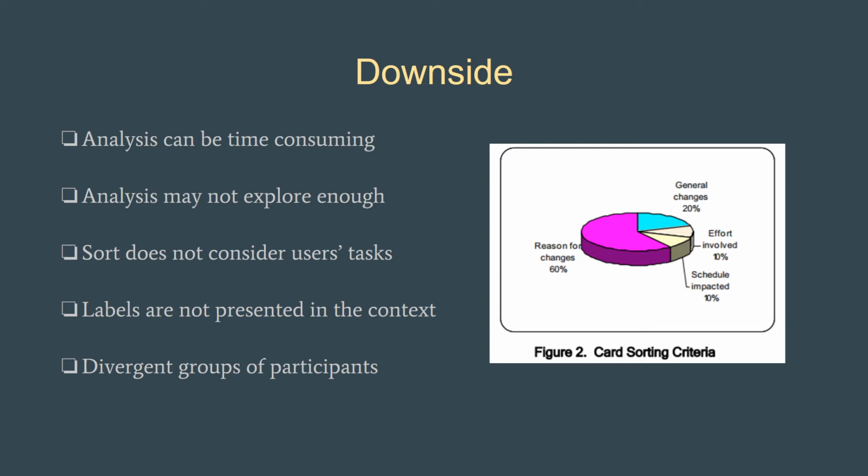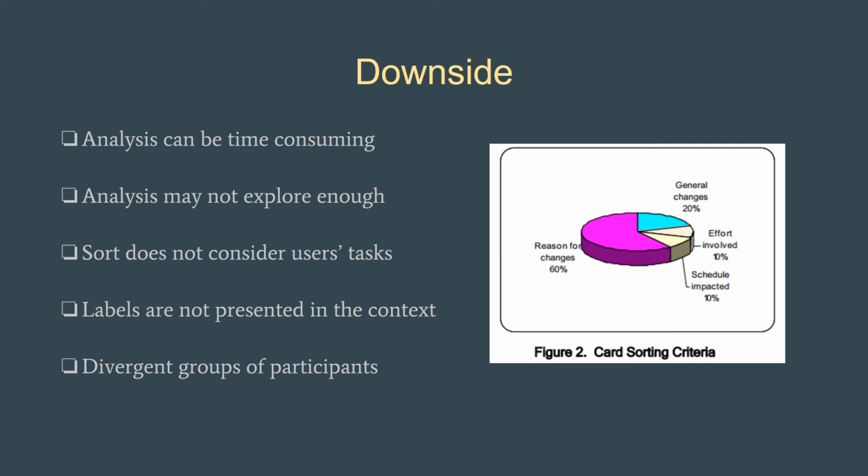Analysis may not explore enough. Participants may not consider what the content is about or how they would use it to complete a task and may just sort it by surface characteristics. Sort does not consider users' tasks. Card sorting is an inherently content-centric technique. If used without considering users' tasks, it may lead to an information structure that is not usable when the users are attempting real tasks. Labels are not presented in context.